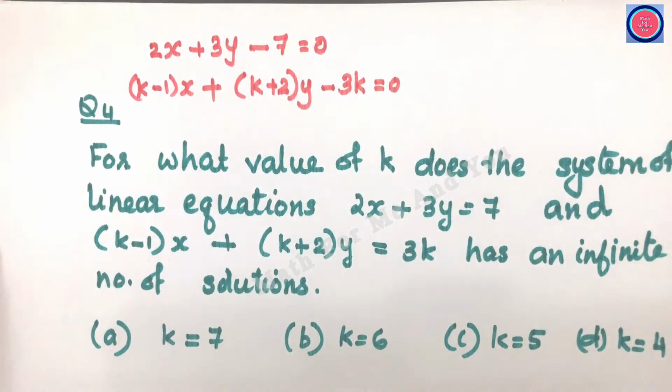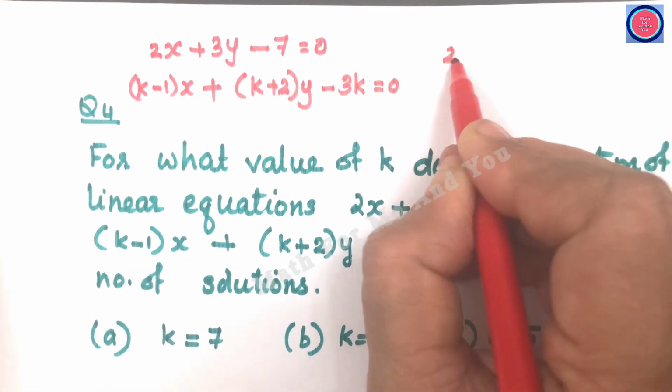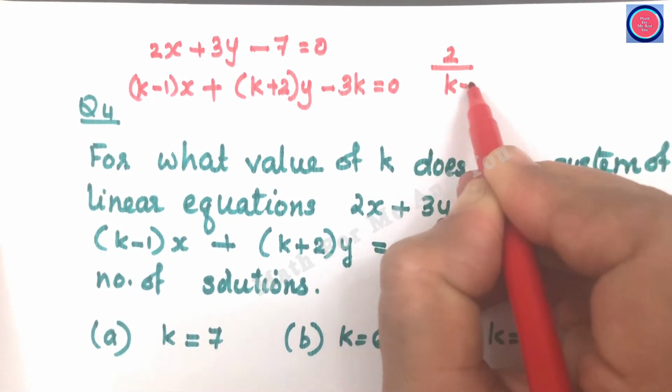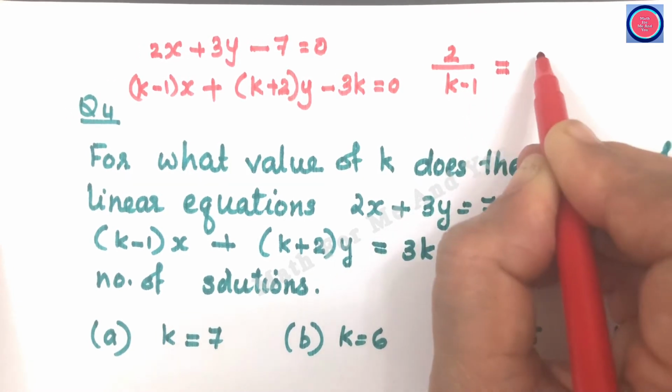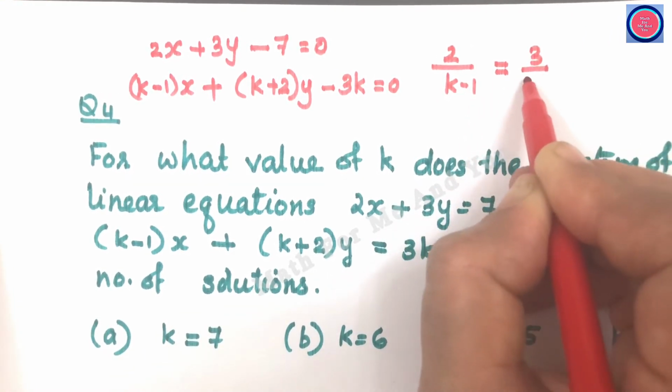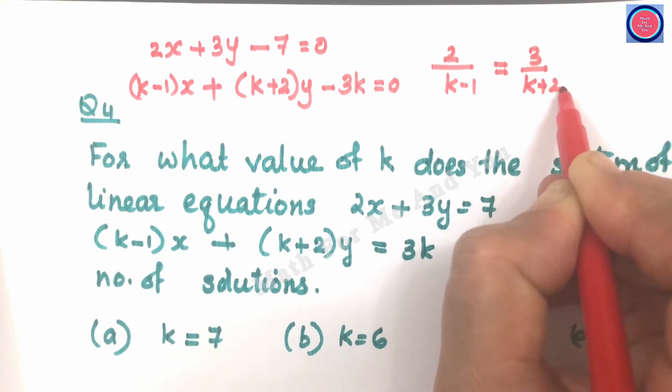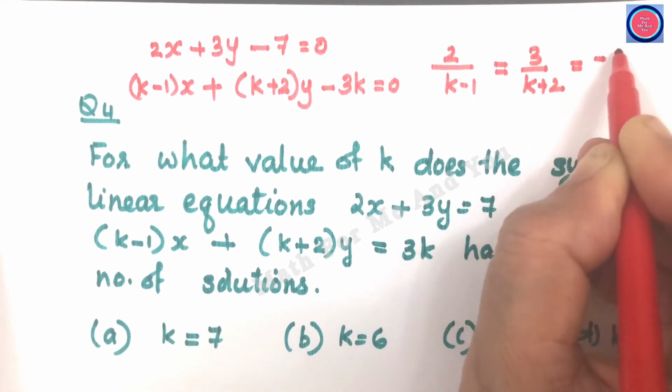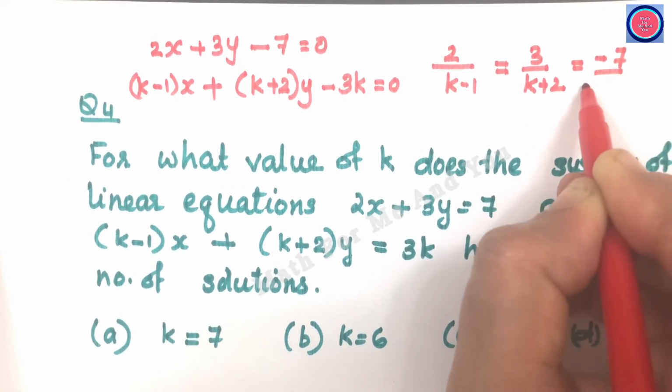Next we need the ratios a1 by a2, b1 by b2 and c1 by c2. a1 is 2 and a2 is k minus 1. So we get 2 by k minus 1 is equal to b1 is 3 divided by b2 is k plus 2. 3 divided by k plus 2 is equal to c1 by c2, which means minus 7 divided by minus 3k.